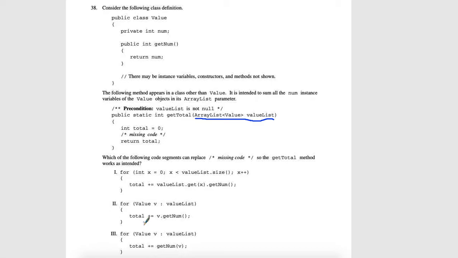So out of these 3 pieces of code, which of these 3 pieces, could be one of them, could be all of them, could be inserted into missing code so the code works as intended? Well, let's just take them one at a time.